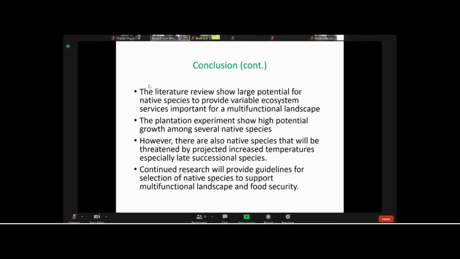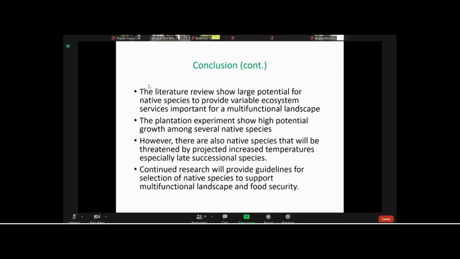The plantation experiment shows high potential growth among several native tree species, like some species from high elevation sites that are growing well in one site and elsewhere. However, there are also native species that will be threatened by projected increased temperature, especially the successional species.